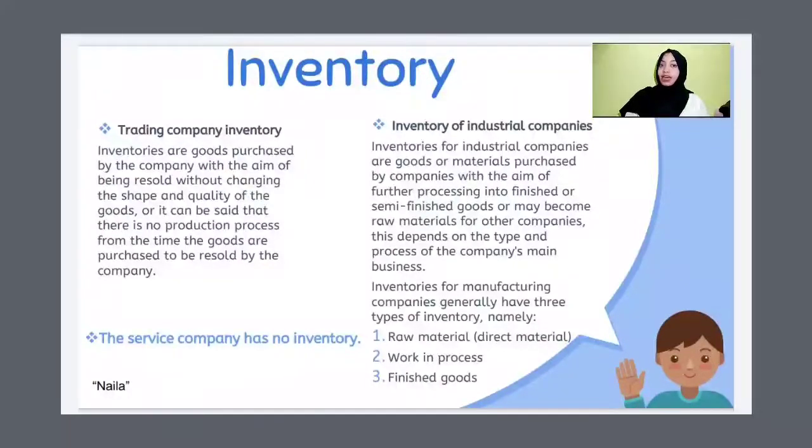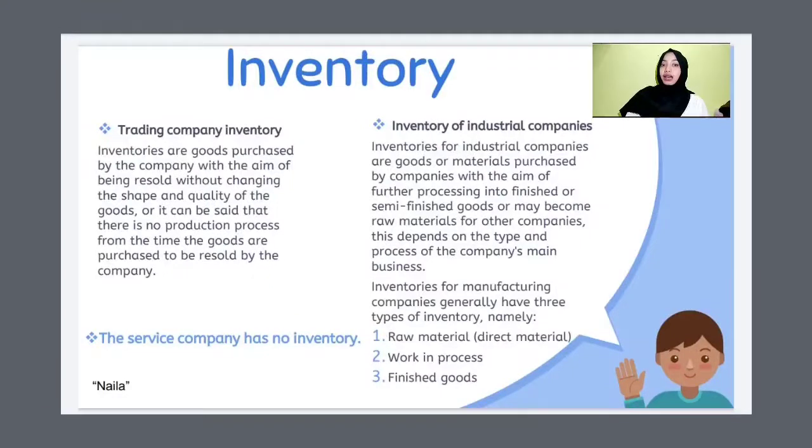Inventory are goods purchased by the company with the aim of being resold without changing the shape and quality of the goods. Or it can be said that there is no production process from the time the goods are purchased to be resold by the company.